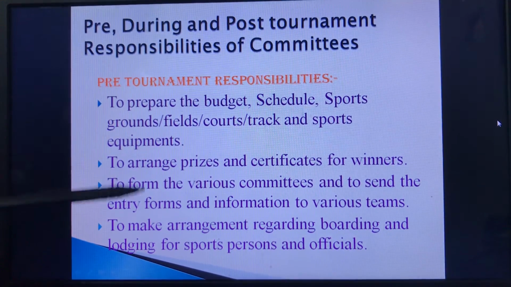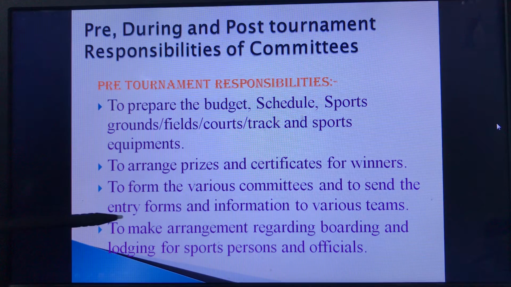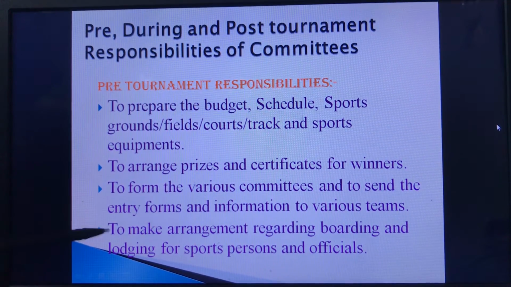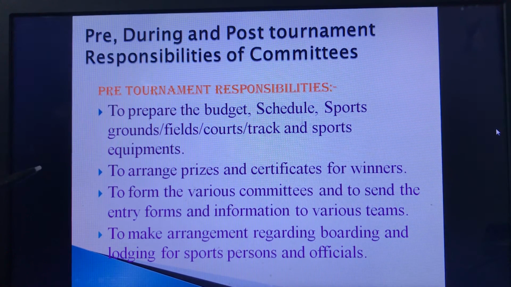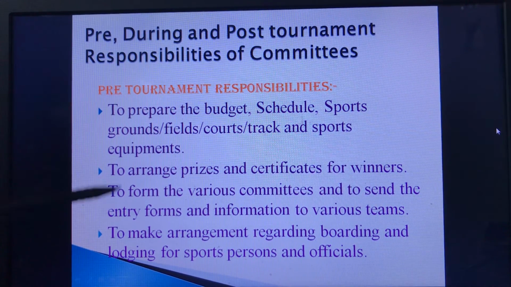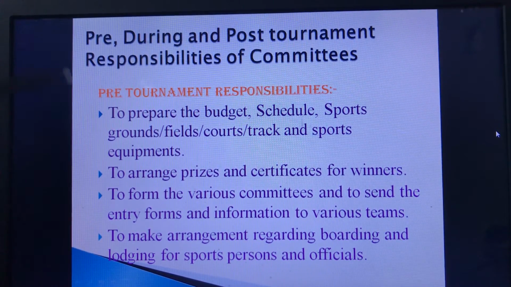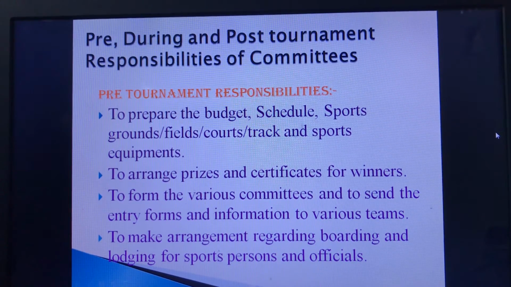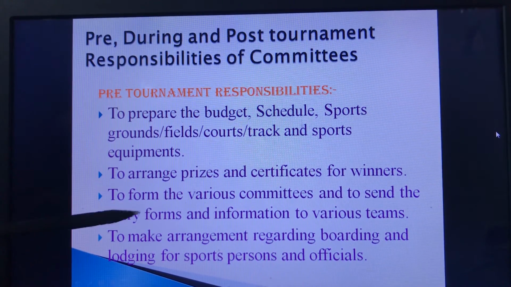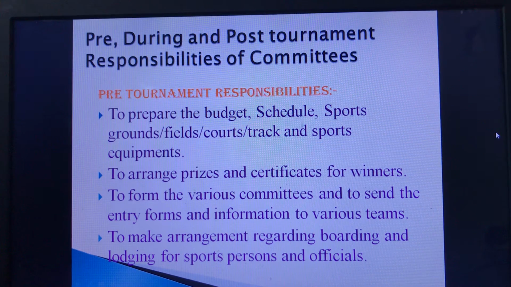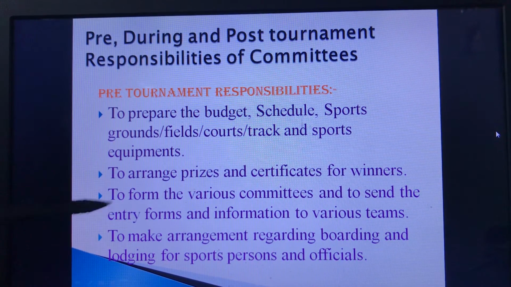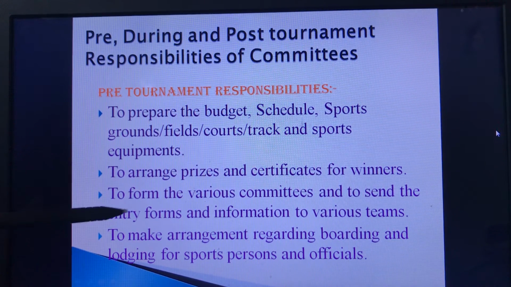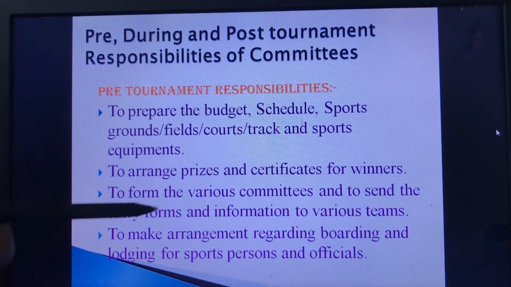And to form the various committees and to send the entry forms, this is very, very important. It depends upon the sports you are going to conduct. If you want to call players from another state, it's very important to start earlier, then only the players will come. And if it is only around here in our Delhi, we can start later also, no problem. It can be late, no problem.